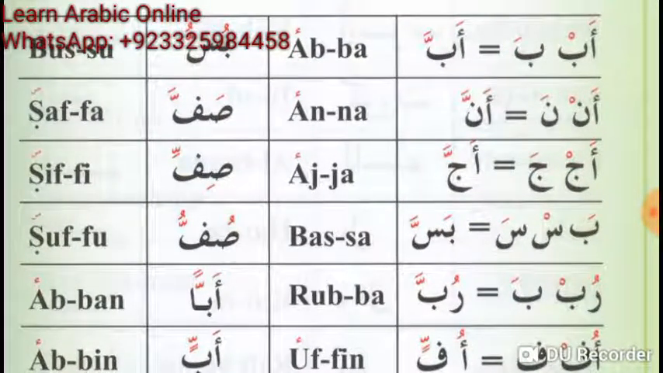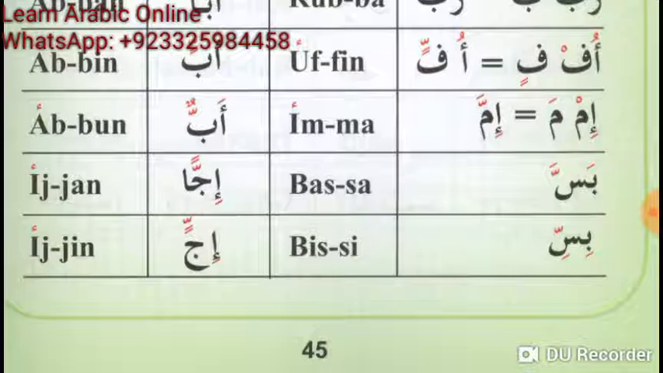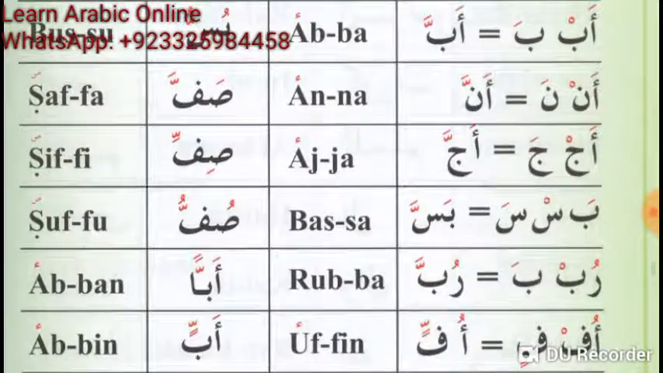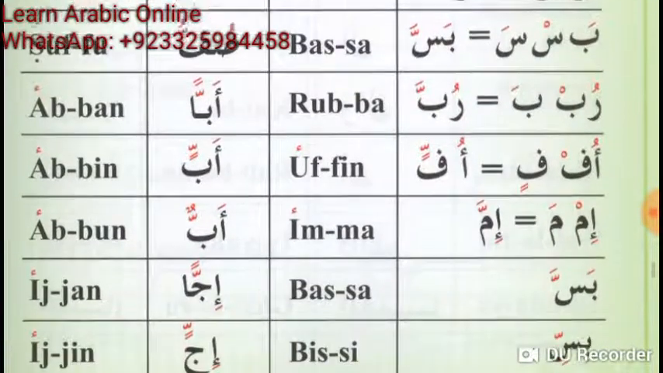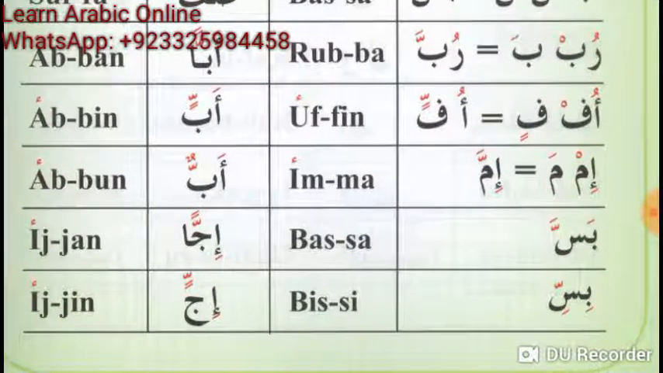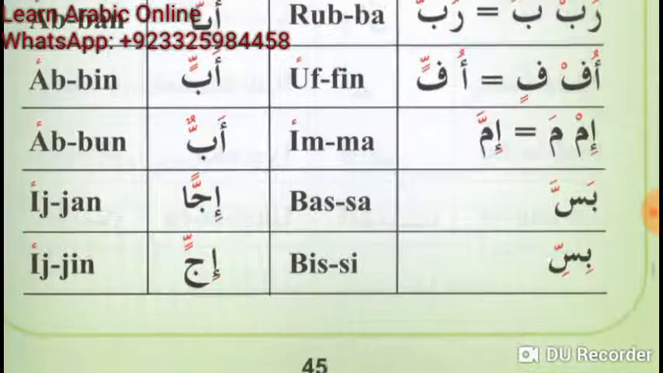Now read all these words again directly. Abba equals abba. Anna equals anna. Ajja equals ajja. Bassa equals bassa. Ruba equals ruba. Uffin equals uffin. Imma equals imma. Bassa, bissi, bussu. Sifa, safa. Sifin, sifi, sufu. Abban, abbin, abun. Ijjan, ijjin.